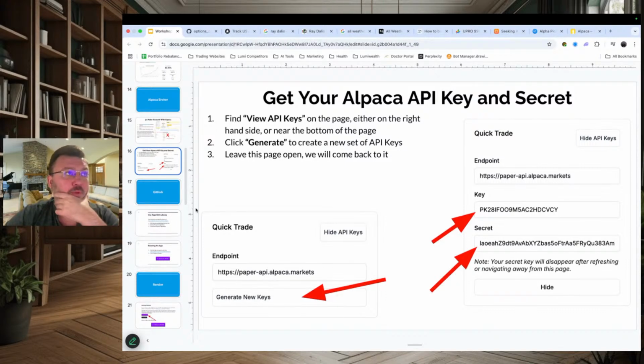Okay. It's basically only three things you need to do to run a bot. You need an account with a broker, you need GitHub, and then you need to run it on Render. 3 steps. That's it. So we're done step 1. Okay.